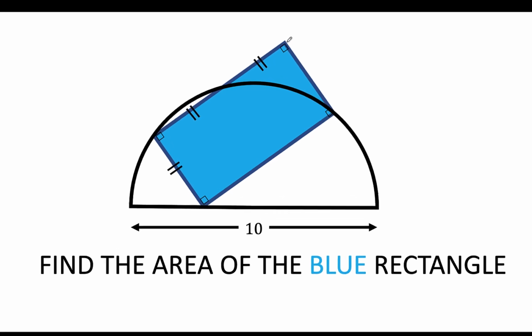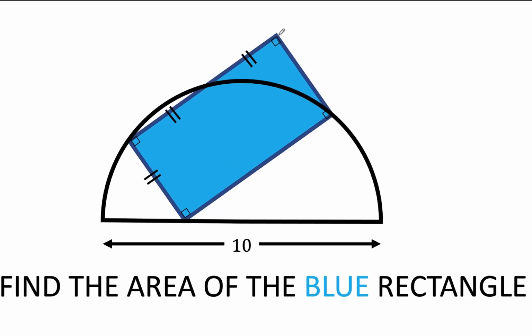Hey everyone, here's our math problem for today. Let's say we are given this semicircle O with a diameter of 10 units and this blue rectangle ABCD that is twice as long as it is tall.